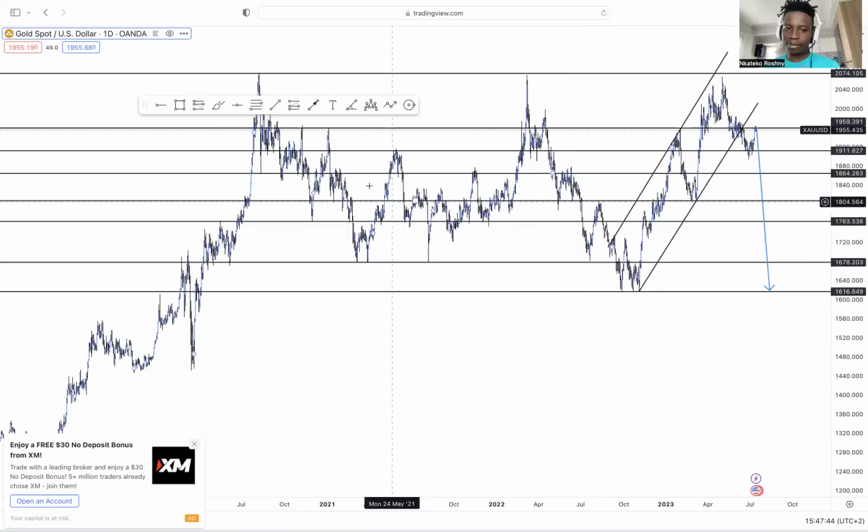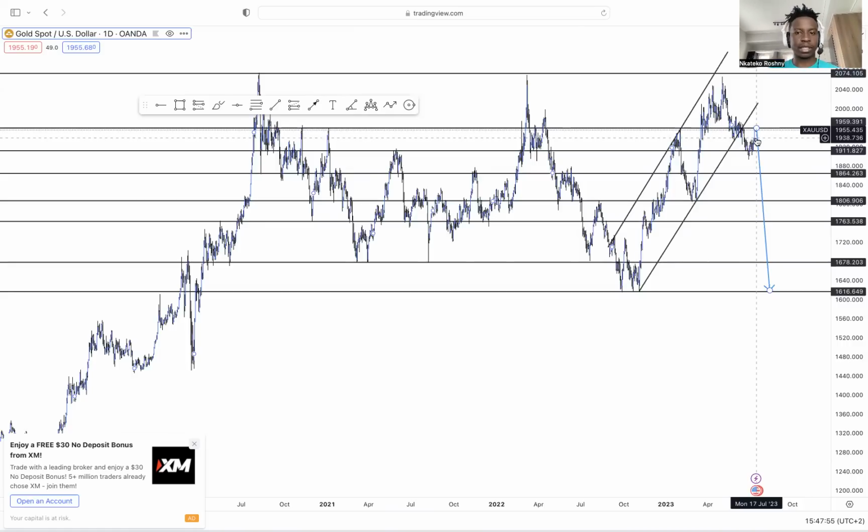So here, this might repeat this movement, but we can't confirm this movement without the market actually acting on that movement. You understand? So at the end of the day, that's how it is. So let's keep on checking.